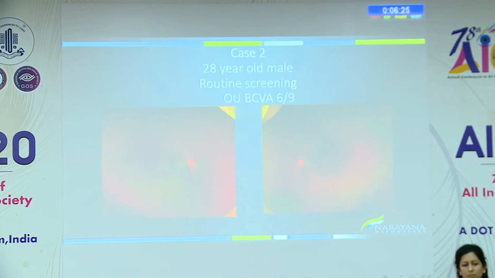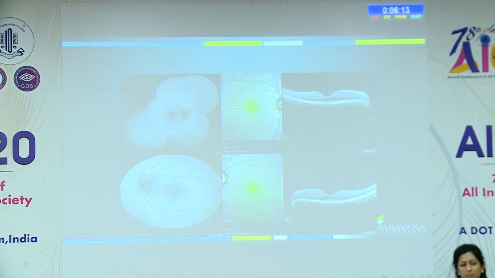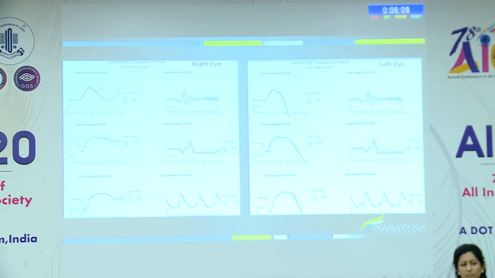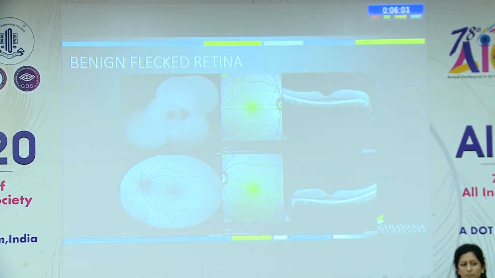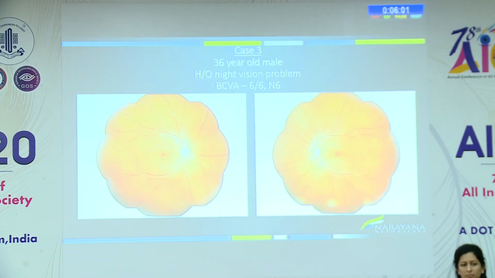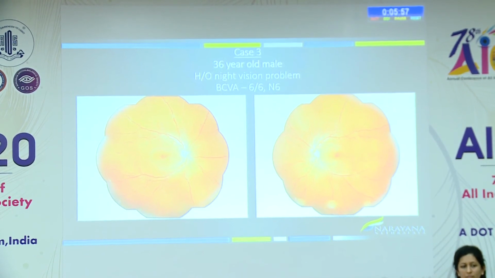The second case was a 20-year-old male who came for a routine checkup. No complaints, vision 6/9. Our resident brought to me, sir, there is something here, some fleck-like deposits. We did an OCT, absolutely normal. ERG, absolutely normal. So this is nothing but a benign flecked retina. We need not do anything, we just need to follow up this patient.